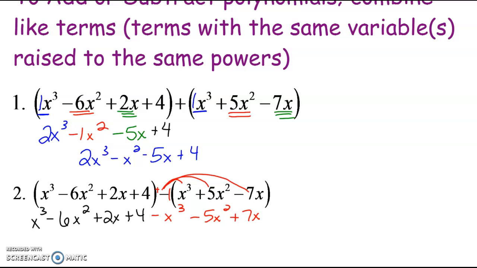Now if I combine my like terms, our x cubes end up canceling out. Our x squareds, a negative and a negative, would be -11x squared. Our x's would end up being 2x plus 7x, which is 9x. And then our 4 just stays the same.